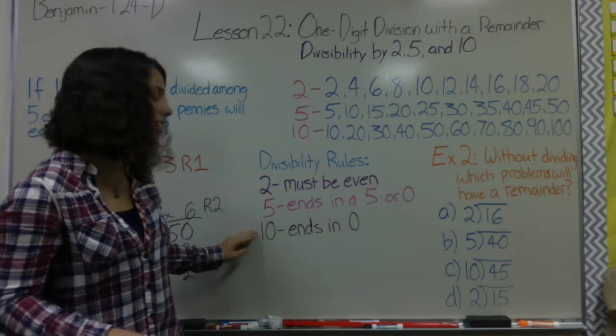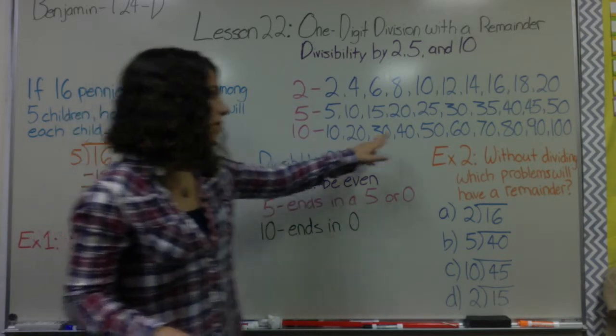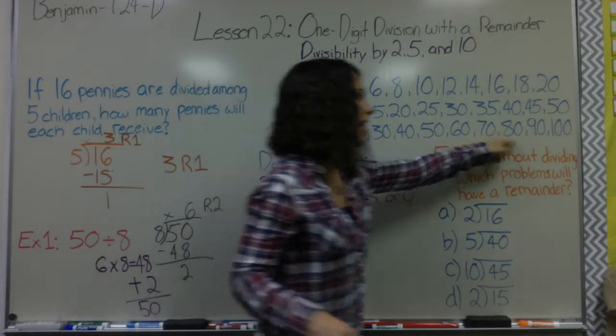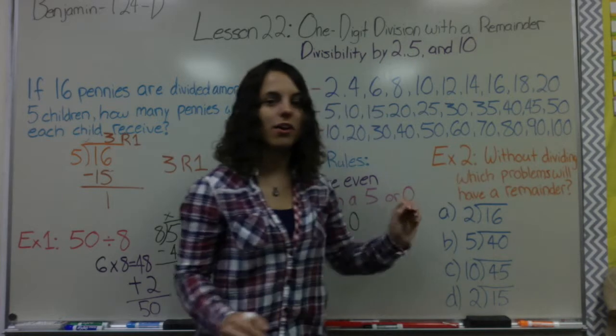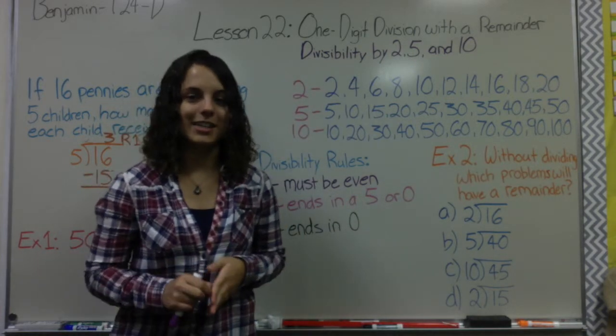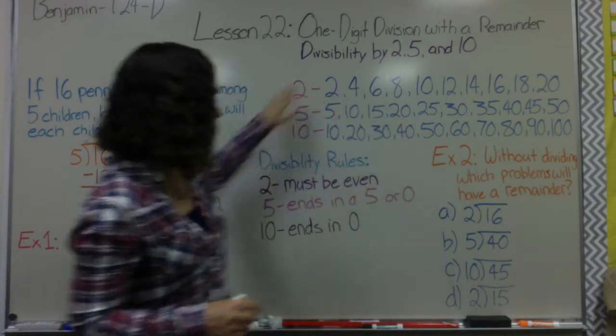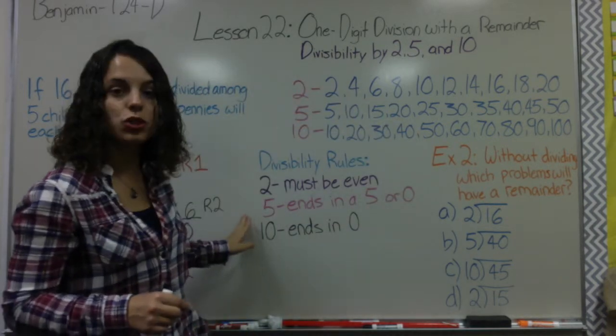Now for 10s, even more simple. It just simply ends in a 0. 10, 20, 30, 40, 50, 60, 70, 80, 90, 100. It continues on and on. Every single number that is divisible by 10 will end in a 0. So that's the rules for divisibility that we have for 2, 5, and 10.